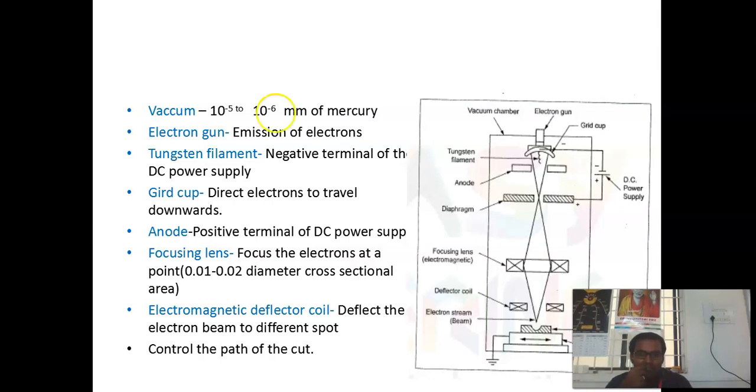The electron gun is used for the emission of electrons, and the next one is the tungsten filament. It acts as the negative terminal of the DC power supply, and the grid cup is used to direct the electrons to travel downwards from the upper portion. The anode acts as the positive terminal of the DC power supply. The next major part is the focusing lens. It focuses the electrons to a point of about 0.01 to 0.02 mm diameter cross-sectional area. Next is the electromagnetic deflector coil. It deflects the electron beam to different spots according to the shape of the workpiece.